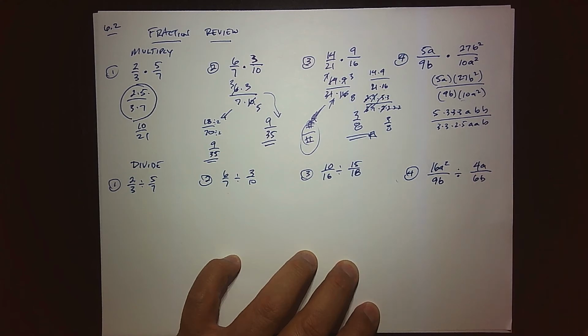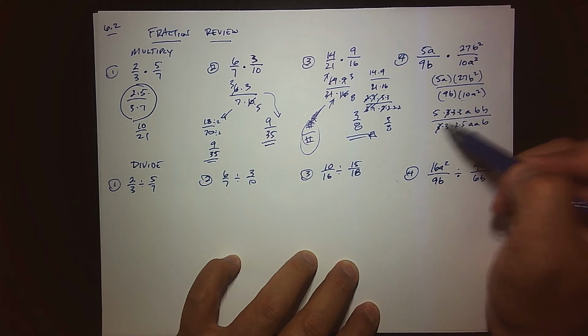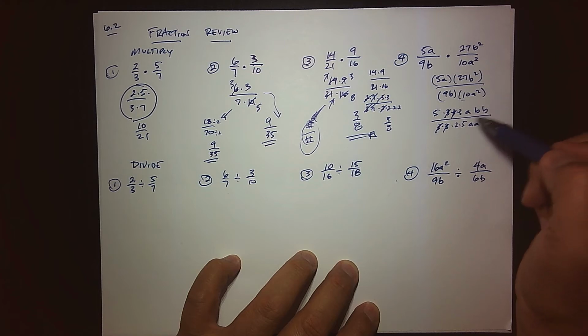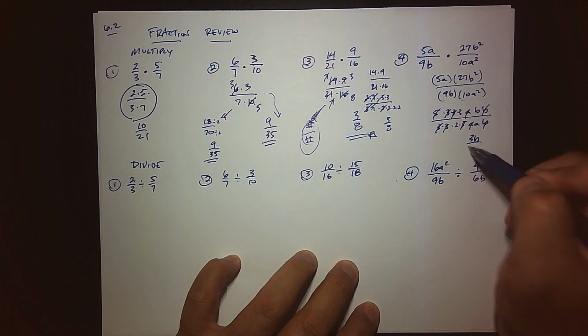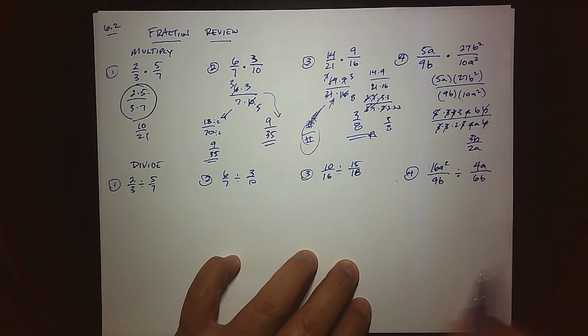And now you can see a lot of common factors, right? There's a common factor of 3, a couple times. There's a common factor of 5. There's a common factor of a. There's a common factor of b. And when all's left and said and done, it looks like we have 3b over 2a.